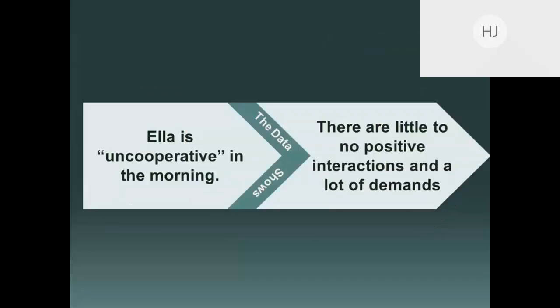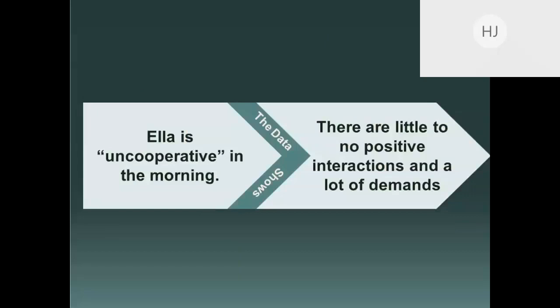So our first assumption or idea is maybe that Ella is uncooperative in the morning. There's no real data that shows this. Maybe staff are telling us this. Maybe we are going in and we're seeing this, but we're also putting a lot of our judgments or our assumptions and hypotheses on what's actually happening. So let's take some data and see what is actually going on.